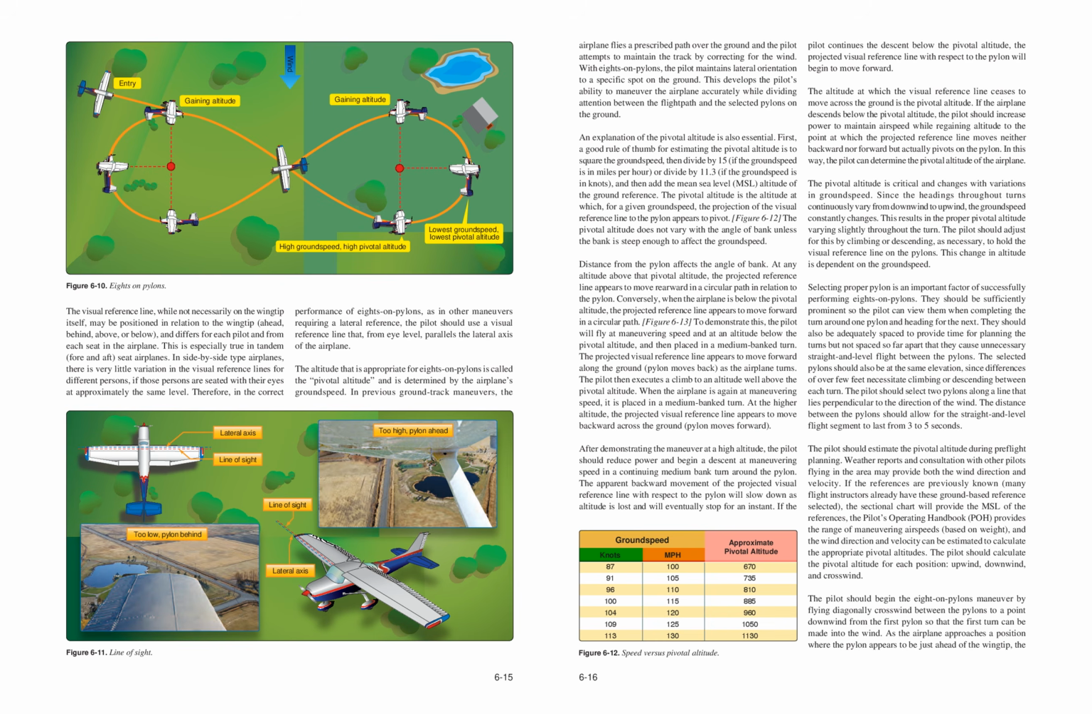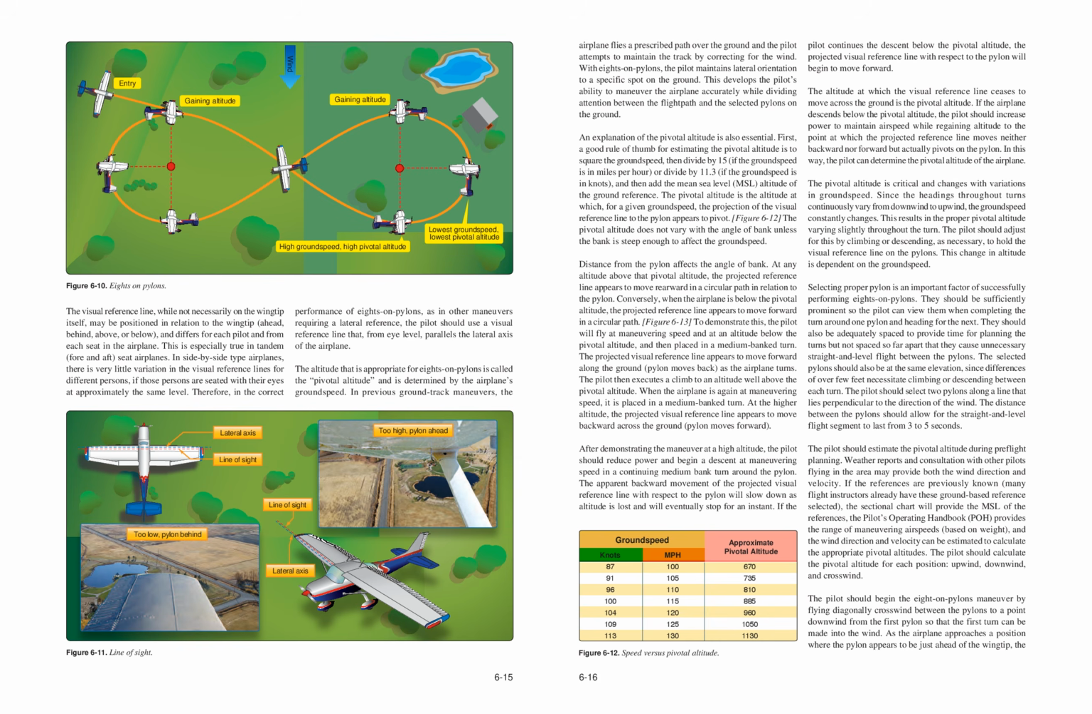First, a good rule of thumb for estimating the pivotal altitude is to square the ground speed, then divide by 15 if the ground speed is in miles per hour, or divide by 11.3 if the ground speed is in knots, and then add the mean sea level (MSL) altitude of the ground reference. The pivotal altitude is the altitude at which, for a given ground speed, the projection of the visual reference line to the pylon appears to pivot.